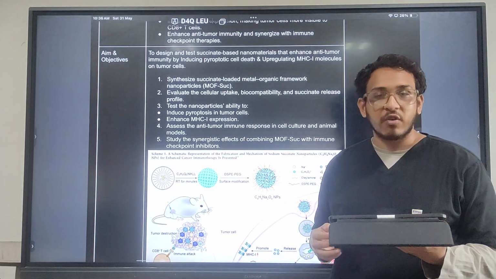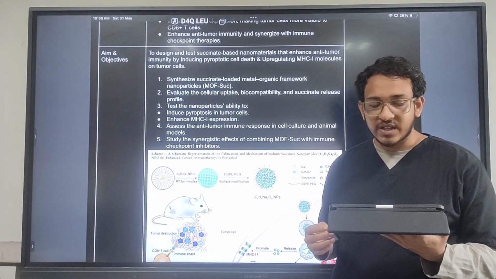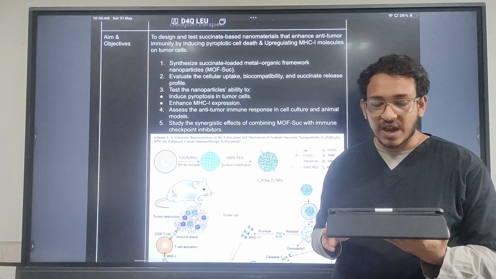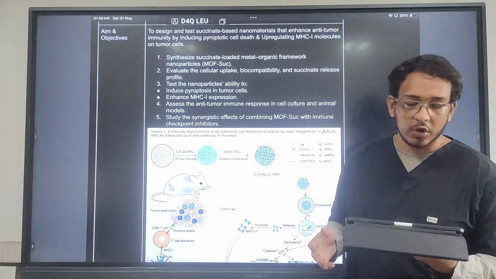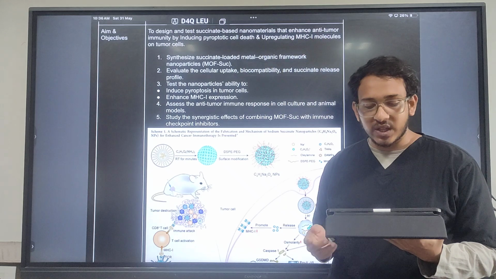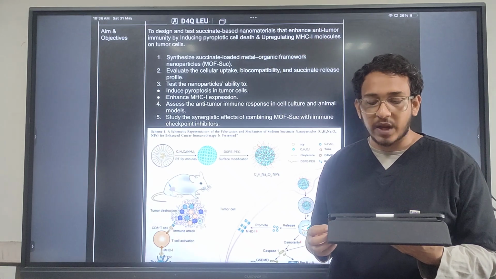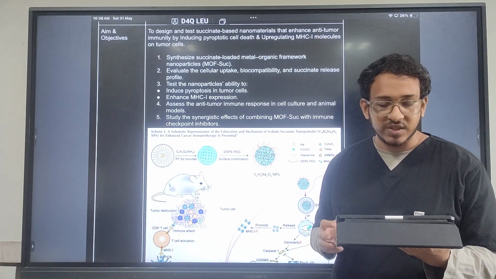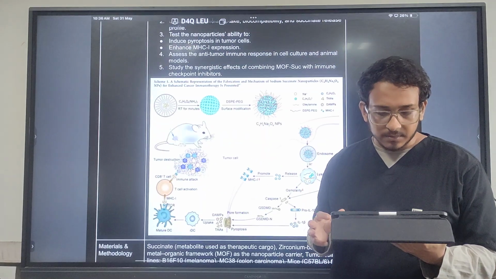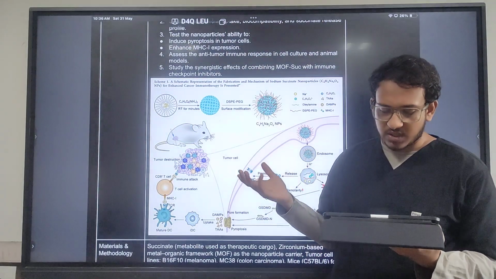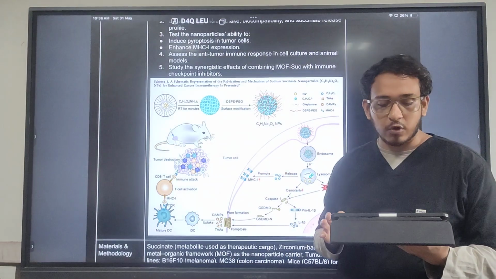So the aim of this study was to design and test the succinate-based nanomaterials that enhance the anti-tumor immunity by inducing pyroptotic cell death and upregulating MHC1 expression on the tumor cells. So this is the graphical abstract overview.